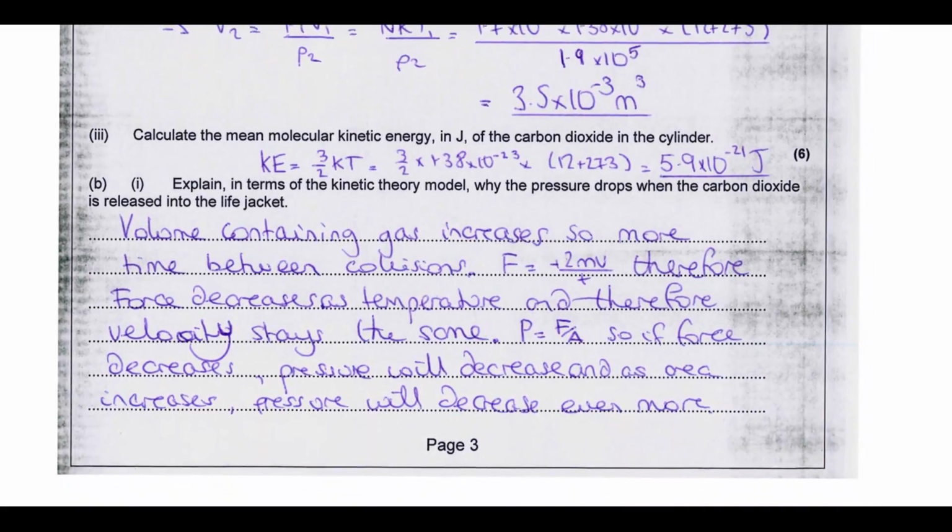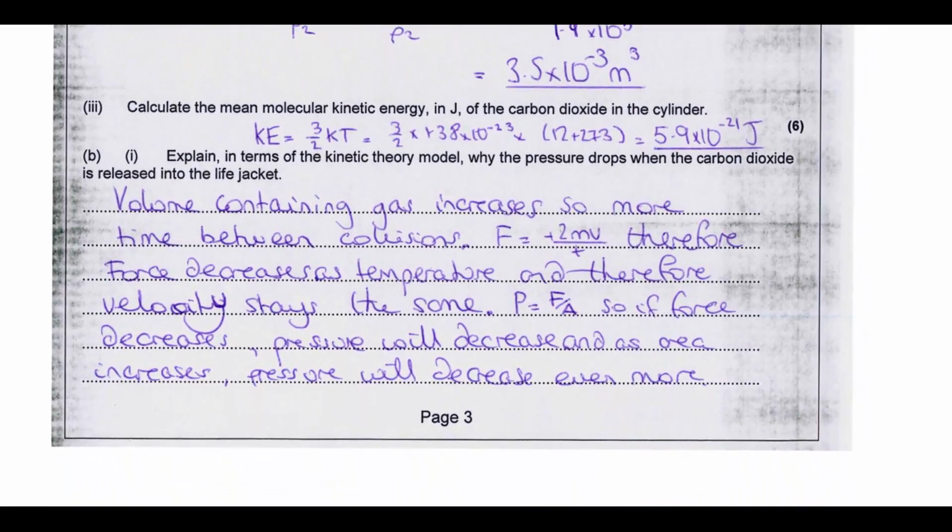Calculate the mean molecular kinetic energy of carbon dioxide. So we know the temperature, so we can apply this equation right here. Kinetic energy is 3/2 kT. Plug in the values, convert to Kelvin, and you get a value here. For the mean molecular kinetic energy, or the average kinetic energy for one molecule, you'd expect it to be a very small number. So that seems perfectly reasonable.